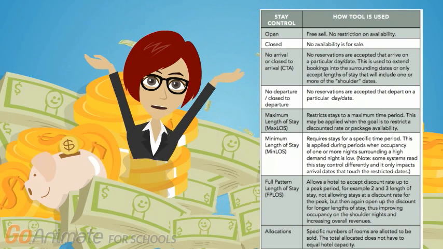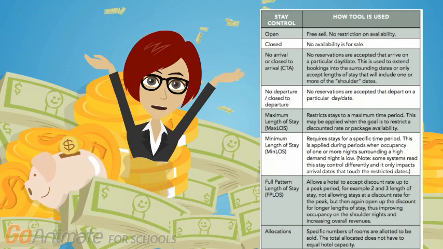Let's begin with open, also known as open for sale. This is when there are no restrictions in place and our inventory is wide open. Closed is also known as a hard close. This is when our inventory is not made available and no one can book, regardless of the price or the number of nights the guest is willing and able to pay or stay. There are absolutely no reservations that are accepted.